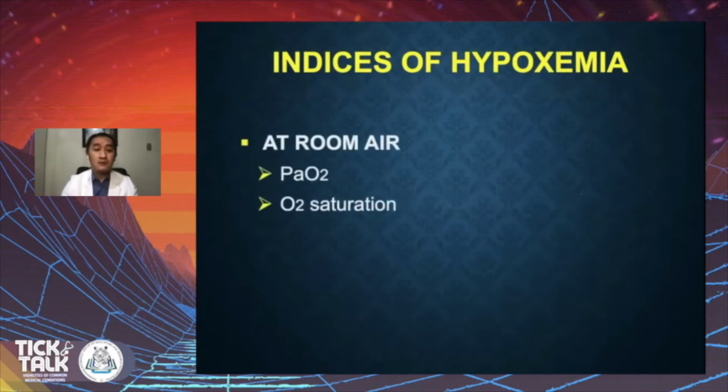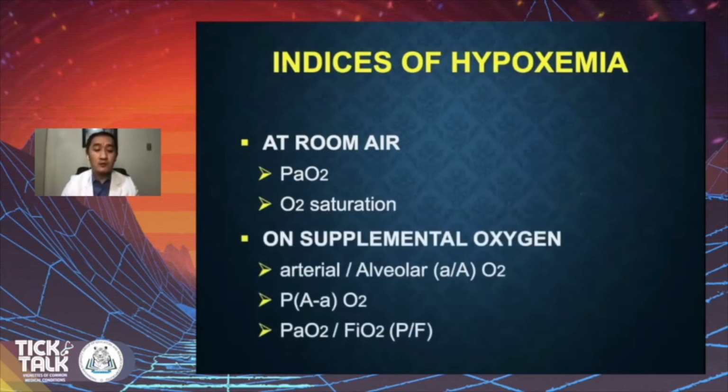When we talk about hypoxemia at room air, we need to look at the arterial oxygen and the O2 saturation. And if we are looking at the level of hypoxemia with supplemental oxygen, we have these three parameters: the arterial alveolar ratio, the alveolar arterial gradient, and the arterial O2 FiO2 ratio, or the PF ratio.